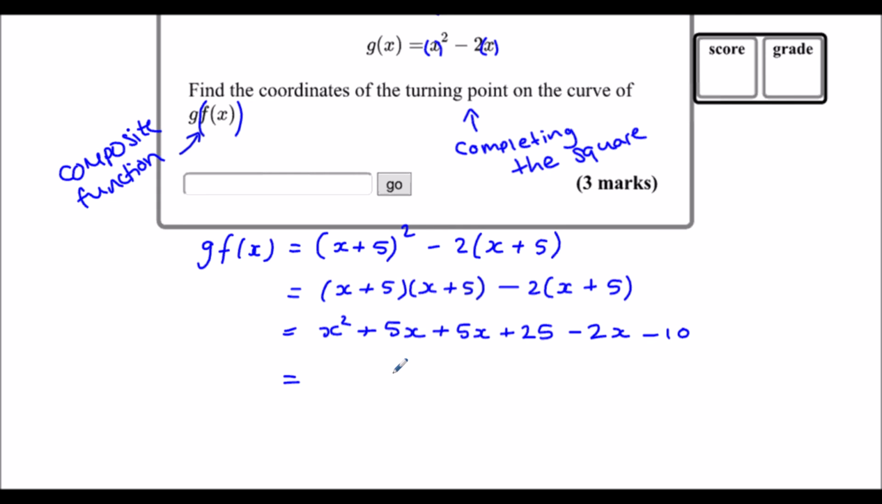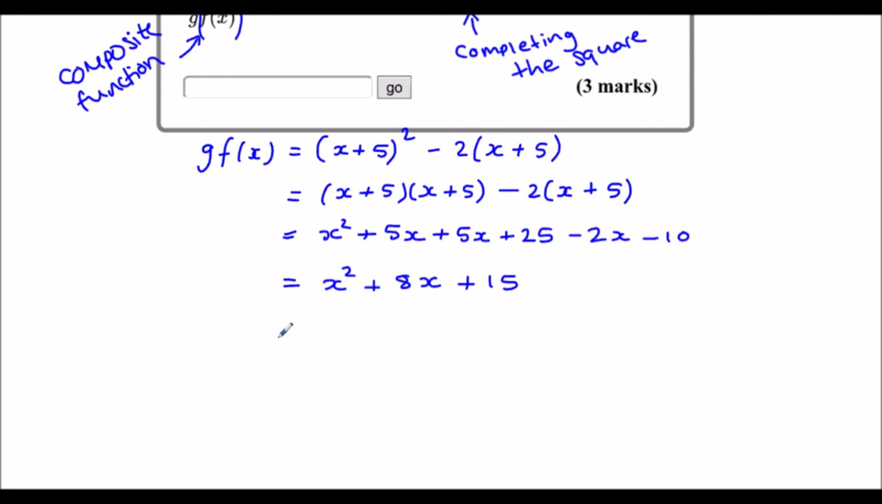So simplifying all of this, we have just 1x squared. For our x terms, we've got 5x plus 5x, so 10x. Take away 2x, which is 8x. And for our normal numbers, 25, take away 10, which is 15. So there's our composite function. And now we're going to complete the square.